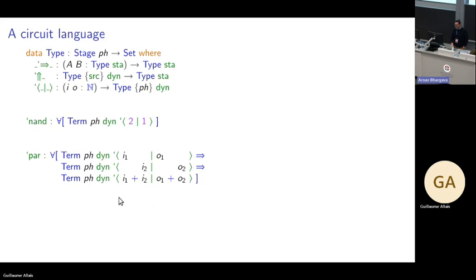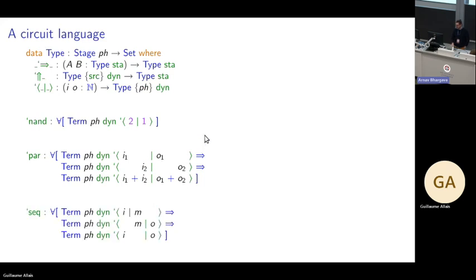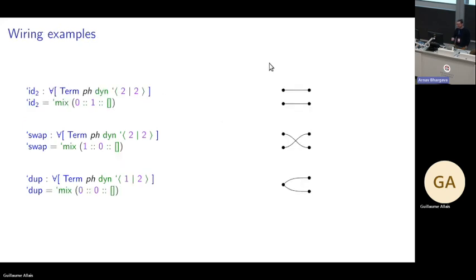I can do parallel composition of circuits. I can do sequential compositions. Everything is created by construction in terms of the arities, so I'm sure I'm not losing any wires on the way. And then I can have the wiring. I didn't give you the type of the wiring gadgets, but you can see that with this mix operator, you can write all sorts of wiring patterns that you can then use in your circuits.